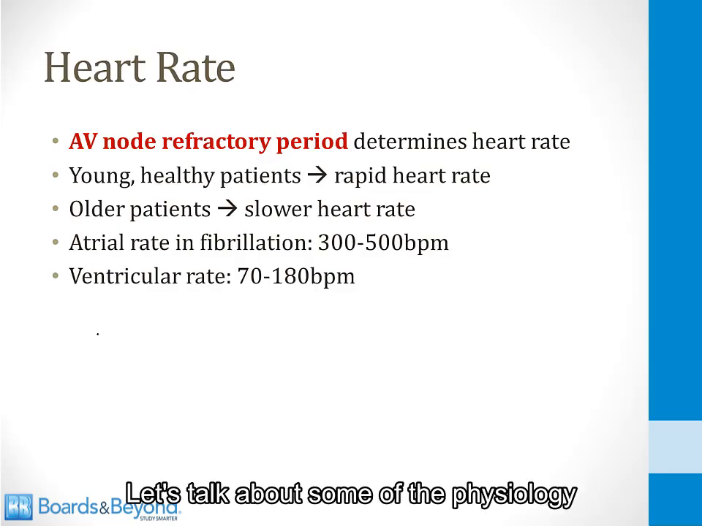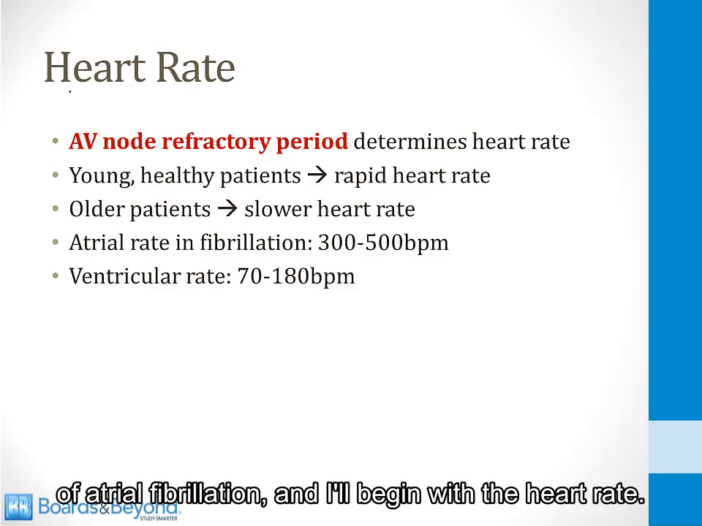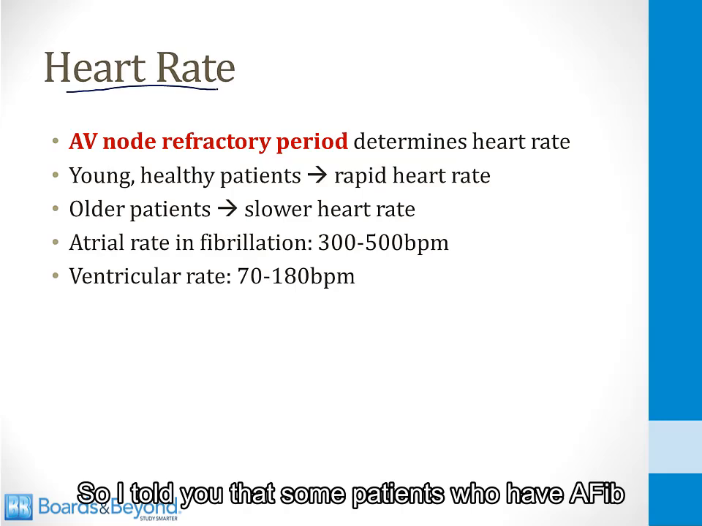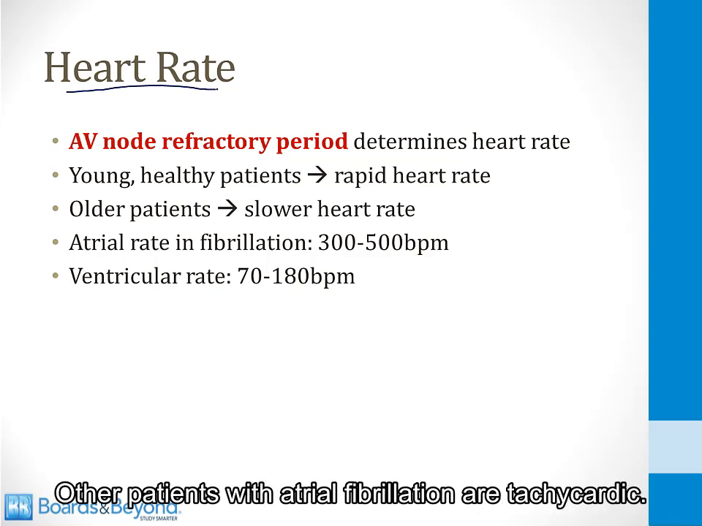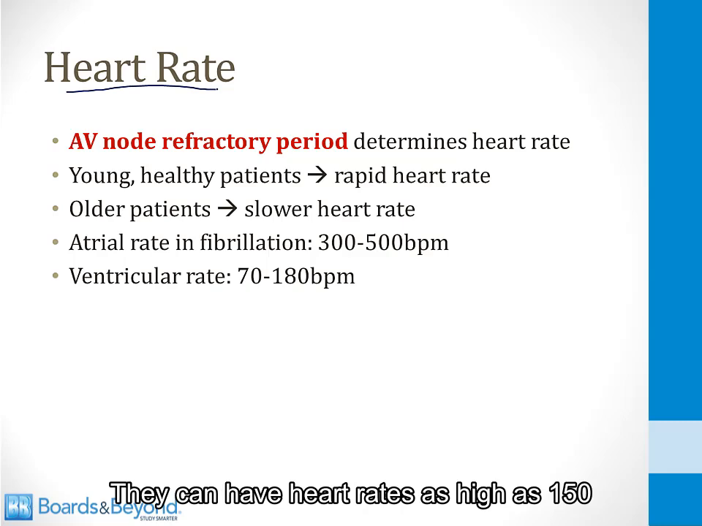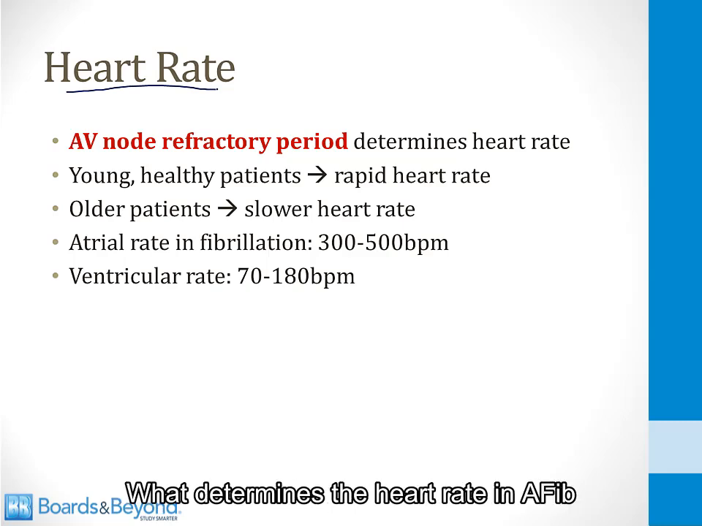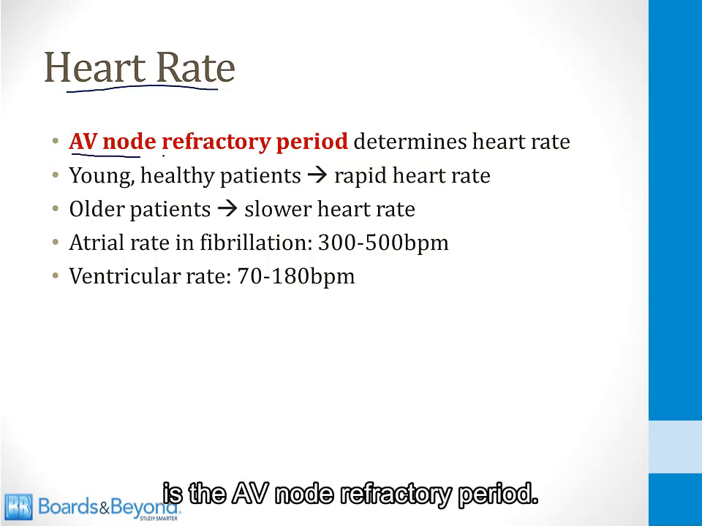Let's talk about some of the physiology of atrial fibrillation, and I'll begin with the heart rate. So I told you that some patients who have AFib have a normal heart rate, less than 100 beats per minute. Other patients with atrial fibrillation are tachycardic. They can have heart rates as high as 150 or 180 beats per minute. What determines the heart rate in AFib is the AV node refractory period.